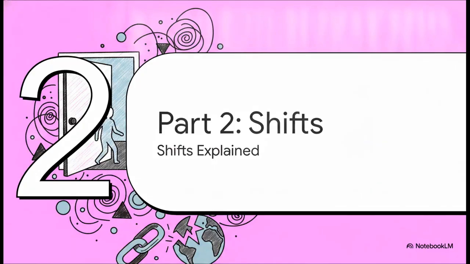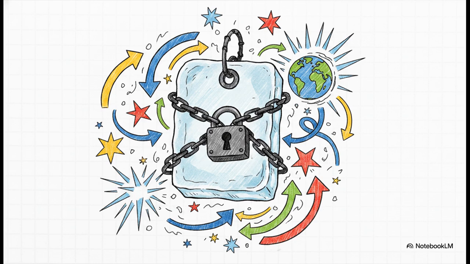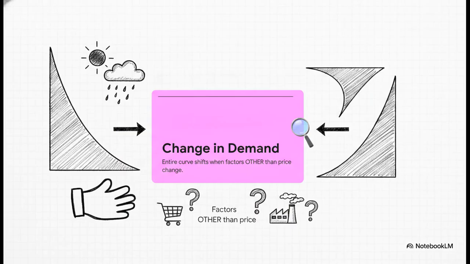All right, that brings us to Part 2, Shifts Explained. So, here is the plot twist. We are now opening the doors of our isolated little laboratory and stepping out into the chaotic, dynamic real world. We're dropping that ceteris paribus assumption completely. The crucial point is this. To understand a shift, we must now imagine that the product's own price tag is absolutely frozen. The price is locked in place. It hasn't changed by a single cent. Instead, it's the surrounding world that is changing. And this creates what we call a change in demand.